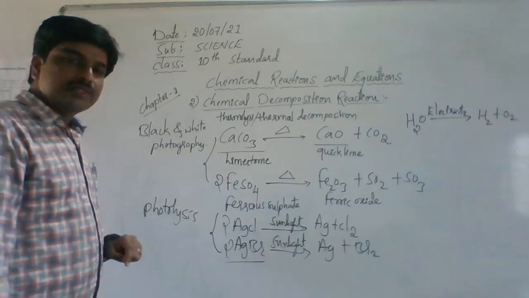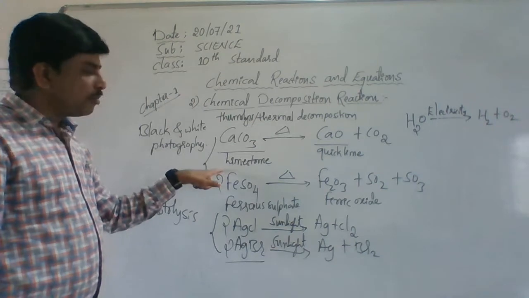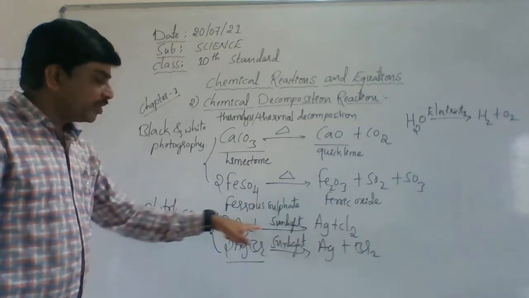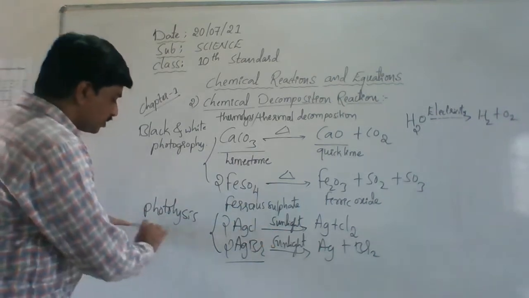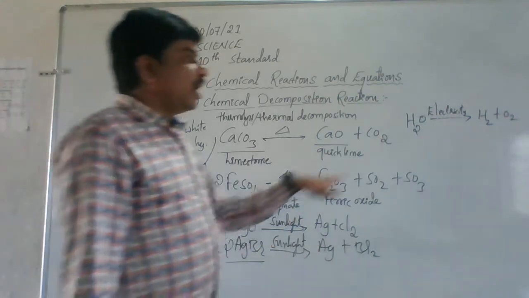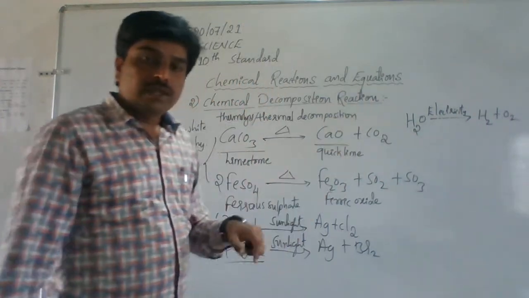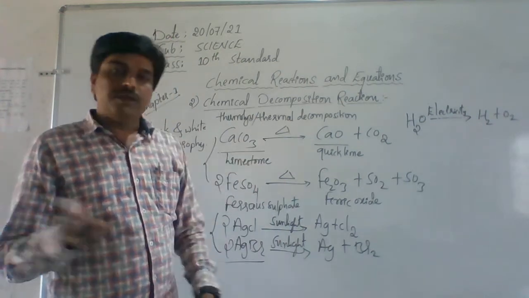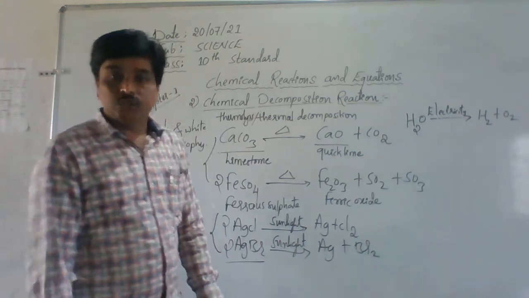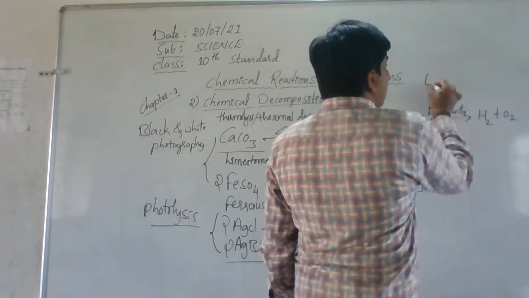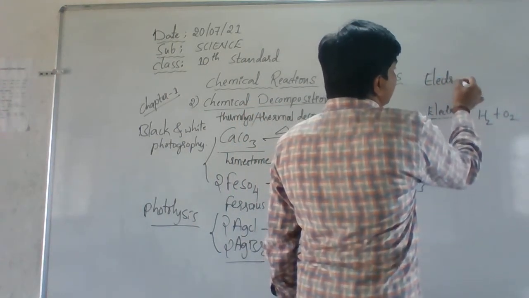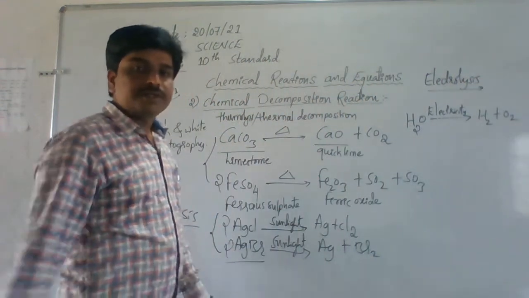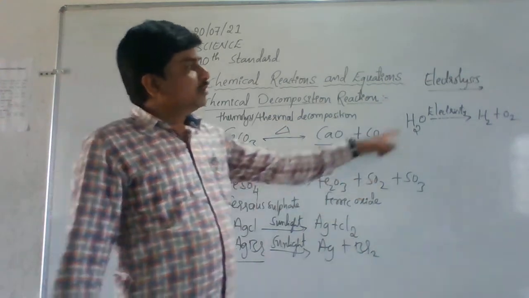all are decomposition reactions. Here these compounds are decomposed by heat. Here two compounds are decomposed or broken down with the help of sunlight. So this process we call photolysis. And here one compound is there, water. Here we break down that water molecule into hydrogen and oxygen by passing electricity through it. Hence this process is called electrolysis. What is it called? Electrolysis, students. Understand?